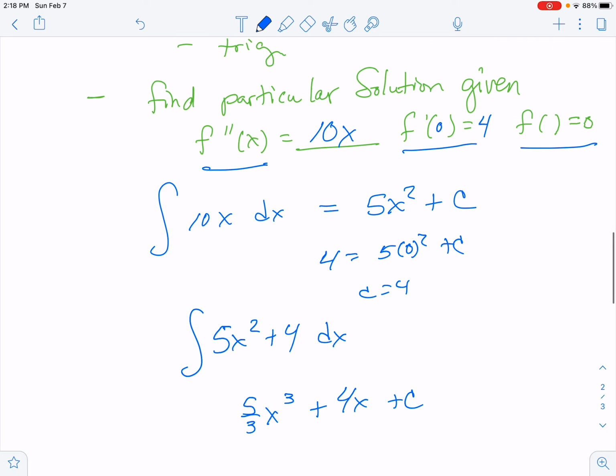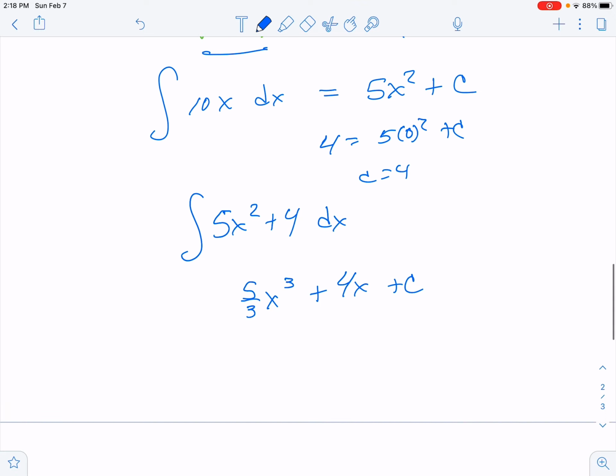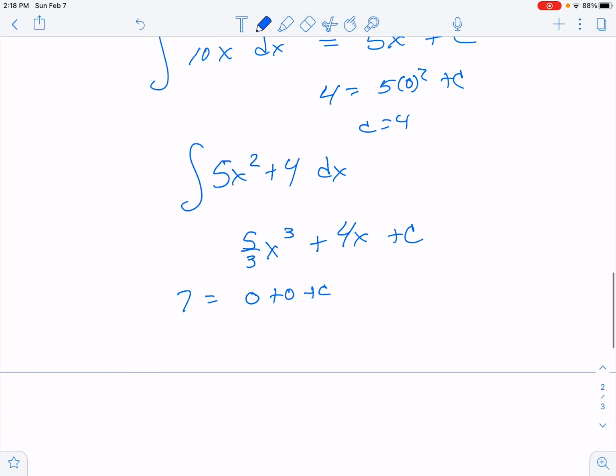And they tell me when x is 0, we're going to say f is equal to 7. So now I know you plug in zeros, so you have 7 equals 0 plus 0 plus c, so c is 7. And my answer is this.